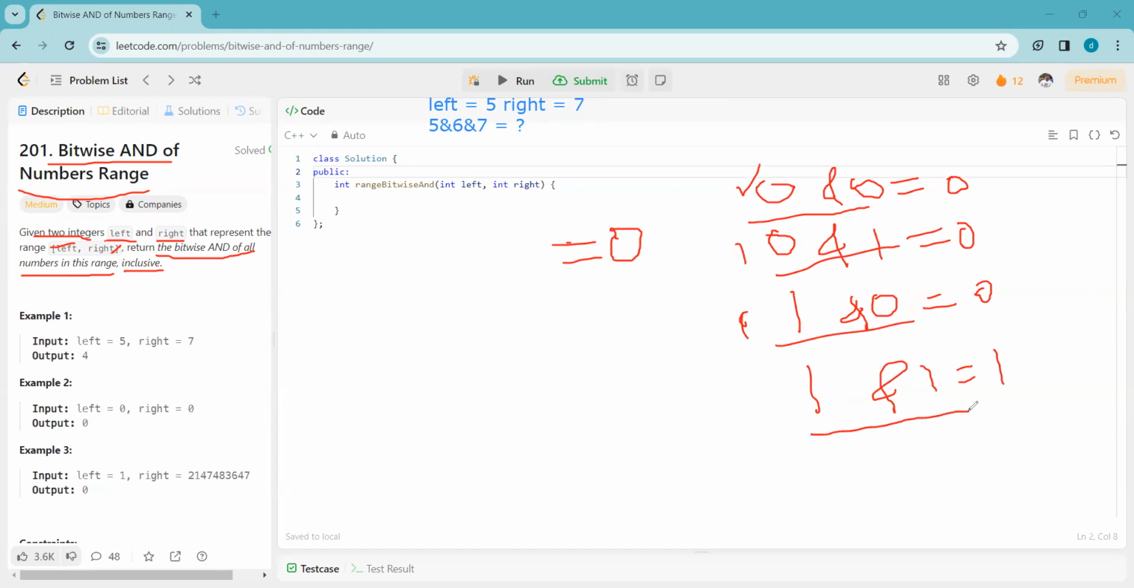And if we do a bitwise AND of all ones, then the value will be 1. And if there is any 0 at any time, then the value will be 0. So we will use this concept to find the bitwise AND.